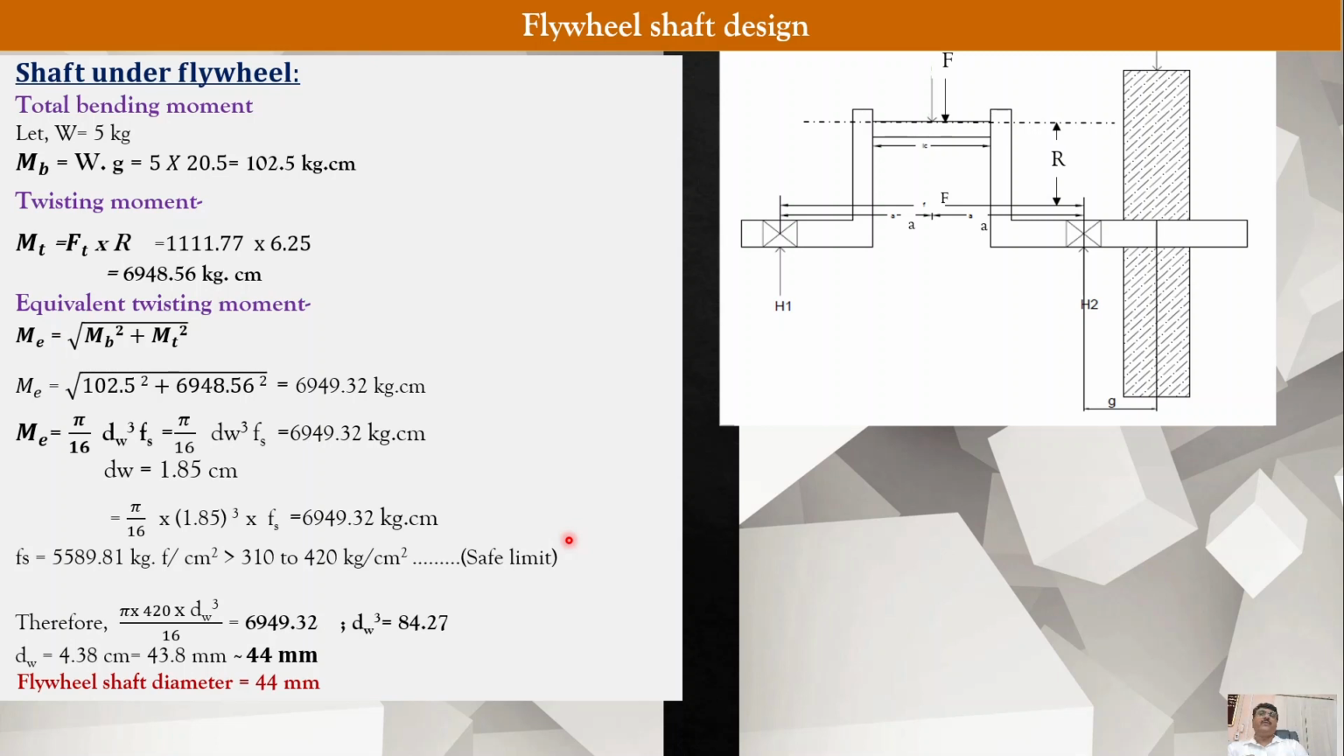Find out the diameter of flywheel shaft by substituting the value of safe limit of shear stress as 420. If we substitute the value of Fs as 420 and equivalent twisting moment as we calculated, 6949.32, diameter of flywheel shaft is calculated as 44 millimeter. So it is 43.8 millimeter. So let's take 44 millimeter. So diameter of flywheel shaft will be 44.